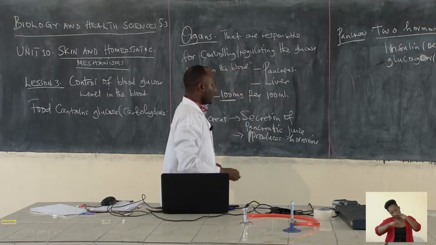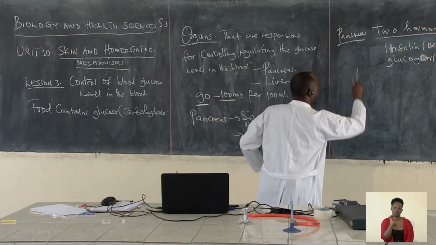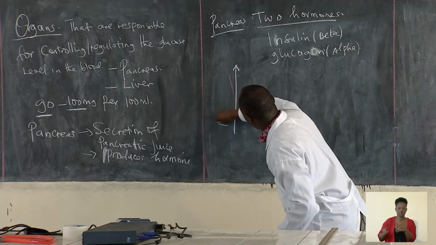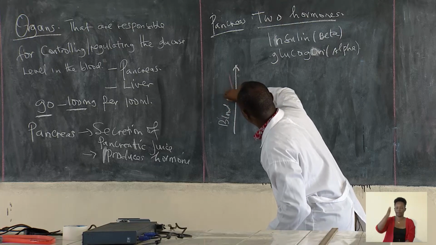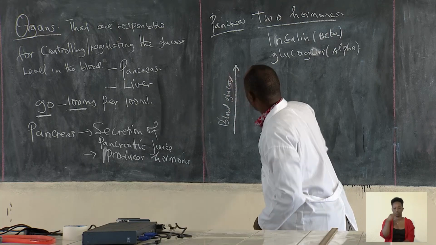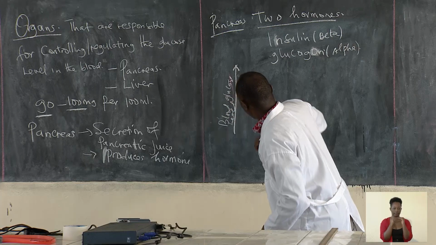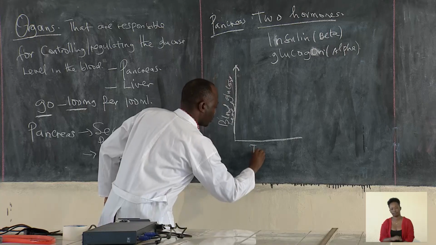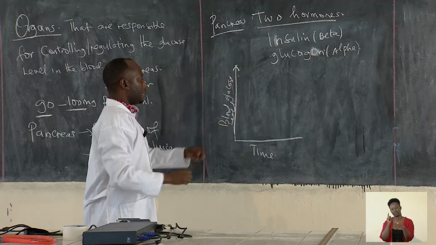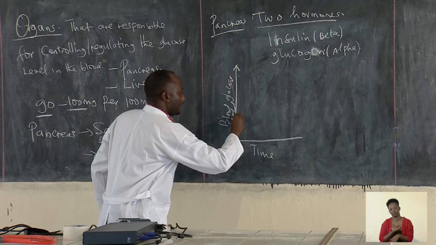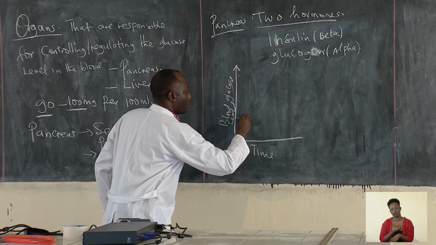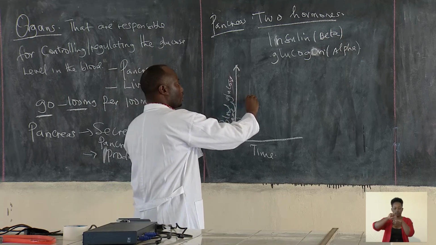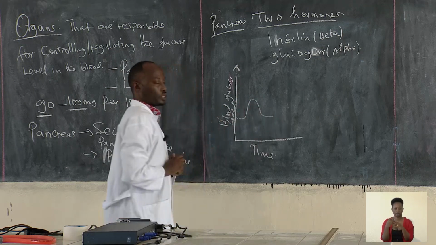All right? Let me try to draw the graph here. I have two graphs. Let's say we have here the blood glucose level, and on that side, time. As time goes on, what happens? The blood glucose level is increasing above normal. What happens? The body has to do all it can to take it back to the normal size.